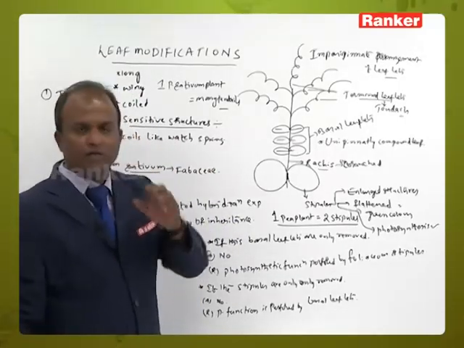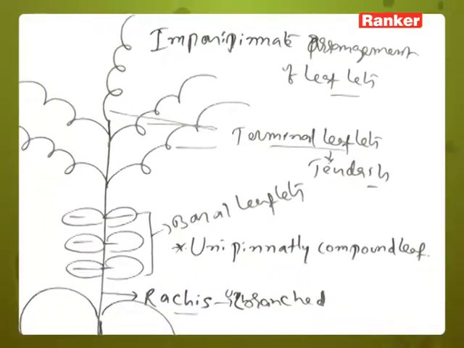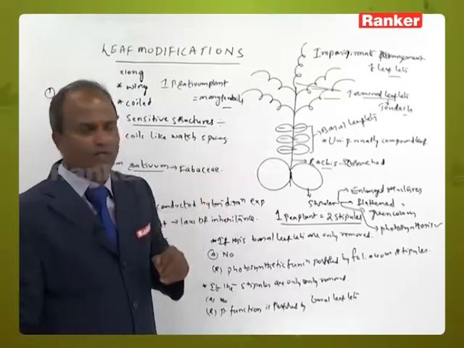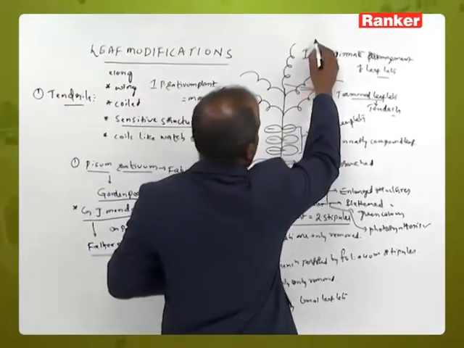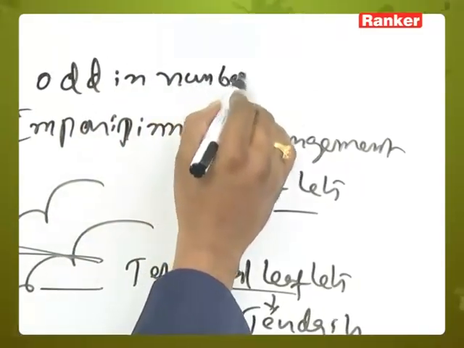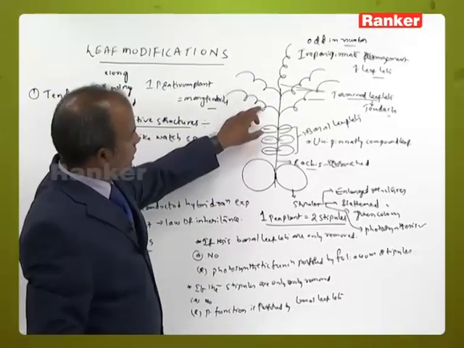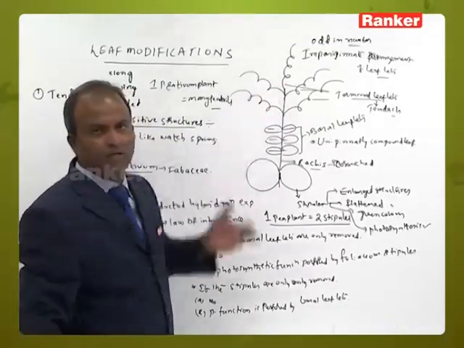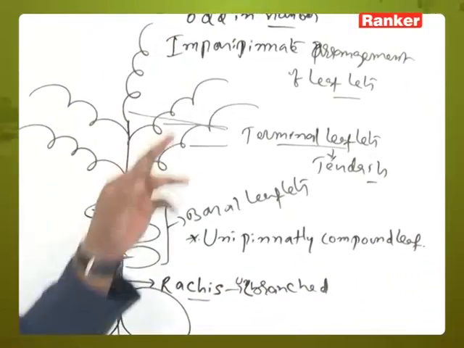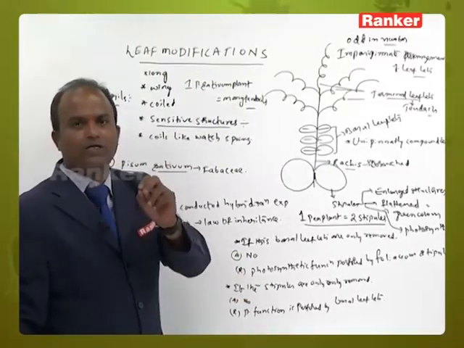Now see here, if imparipinnate arrangement of leaflets is present, are the leaflets odd in number or even in number? They are showing odd in number. That means here 6 leaflets, 7, 8, 9, 10, 11. Whether it is an odd number or even number, it is an odd number.